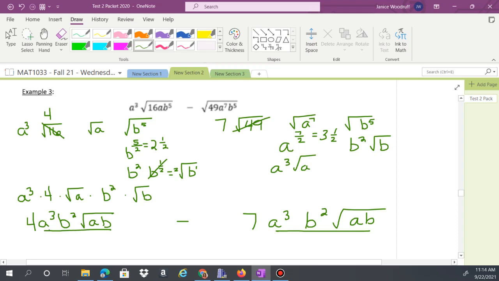So yes. So I do 4 minus 7, which is negative 3. And then I copy the ending, a cubed, b squared, radical a, b.